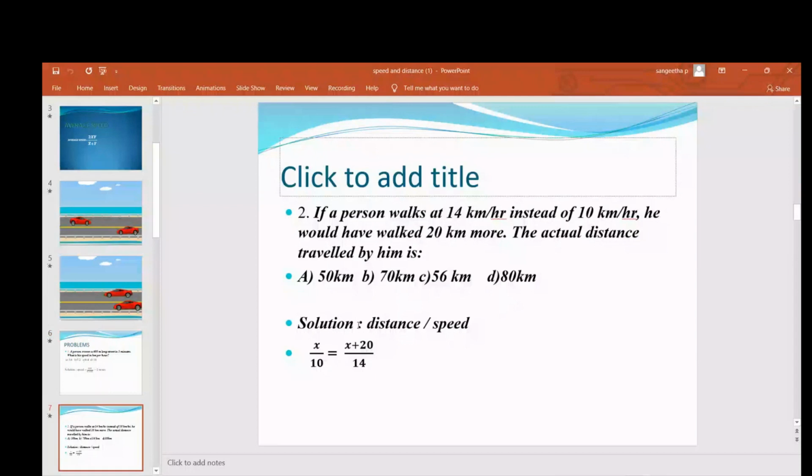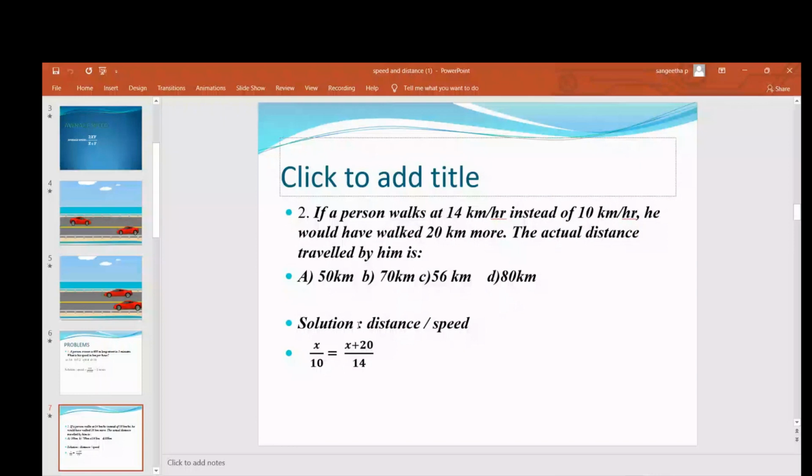So 2 into 18 by 5, I got 7.2. So the answer is option B. Are you able to follow? This is very simple one. Say yes or no. Any one of you, please respond. Yes, ma'am.